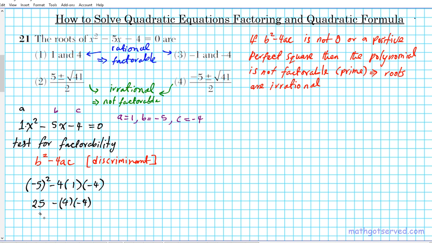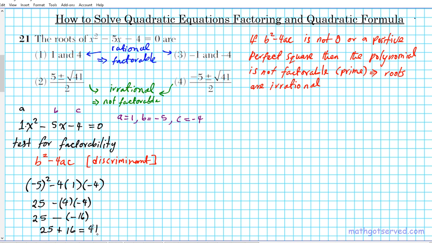Continue with PEMDAS, 25. We have to multiply before we subtract. 4 times negative 4 is negative 16. And then minus times minus is plus. Remember, whenever you multiply two signs that are the same, your product is always going to be plus. 25 plus 16 is 41.